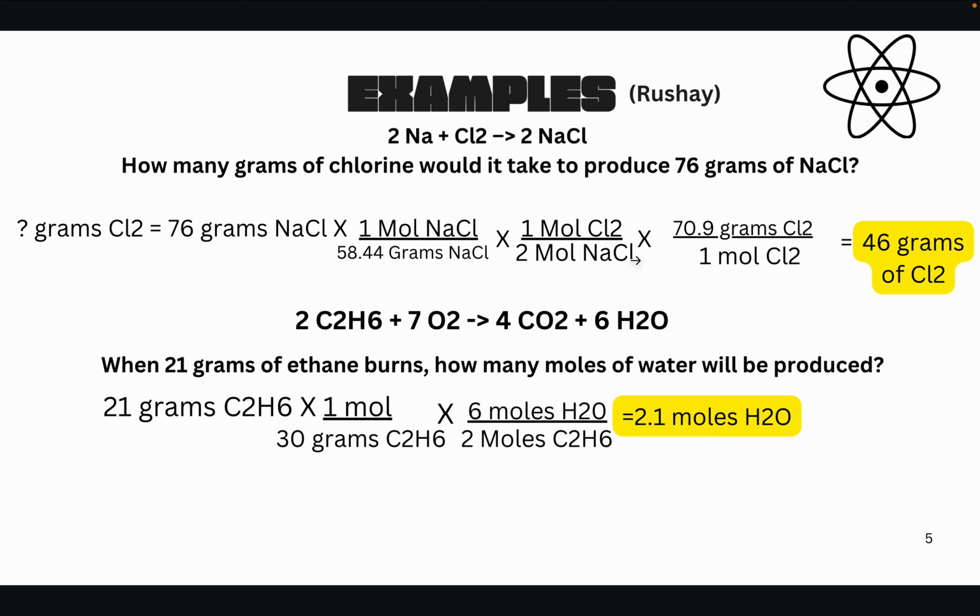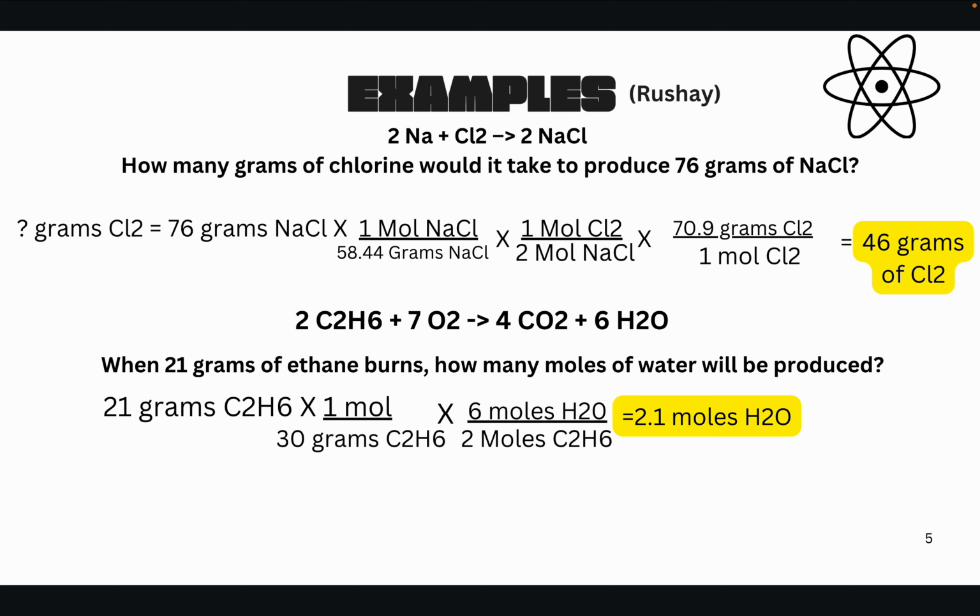And then we have our answer, but that's in moles. We want it in grams. So we put the molar mass on top because that's in grams. And we put the moles of Cl2 on the bottom, giving us 46 grams of Cl2.